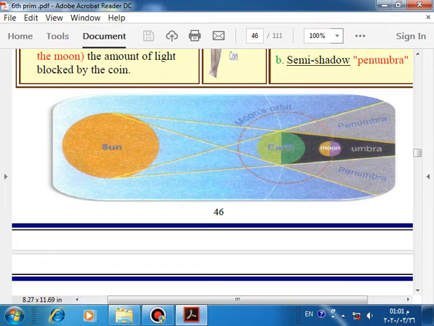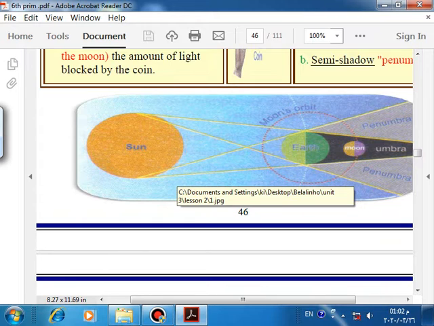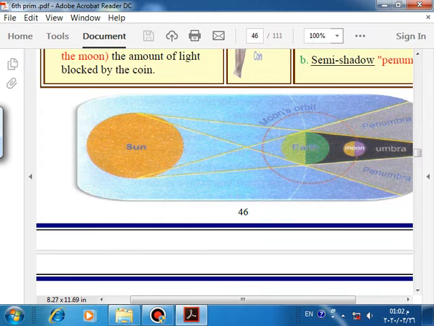It forms two types of shadow. Do we know what the two types of shadow are? Umbra and penumbra. What is the umbra? The umbra is the dark inner shadow, while the penumbra is the faint outer shadow.